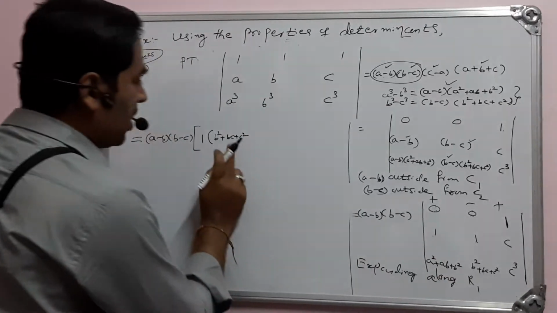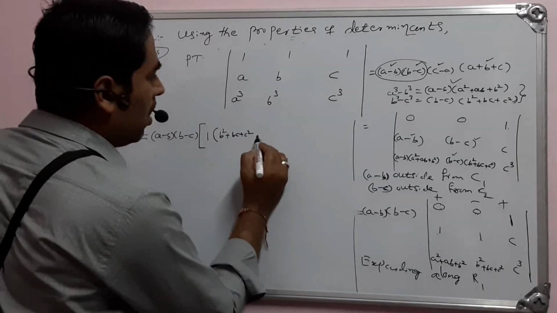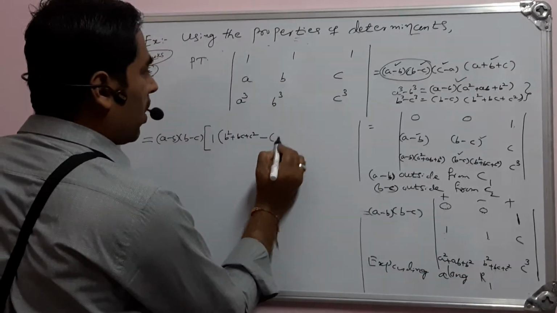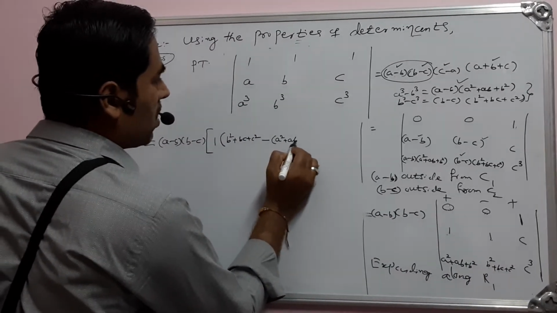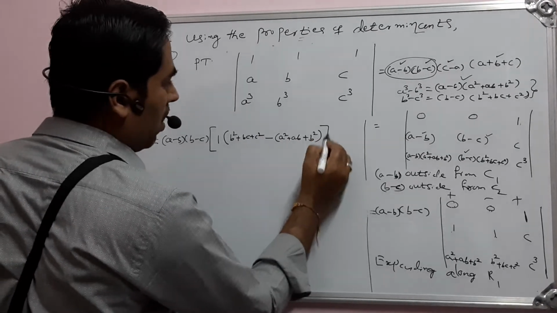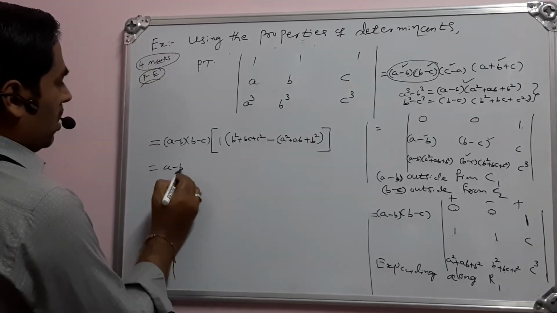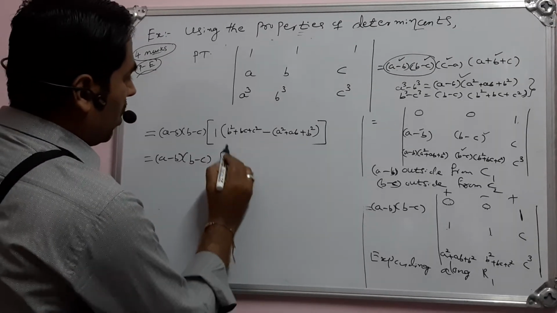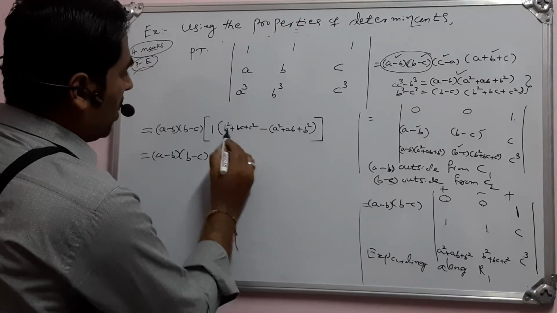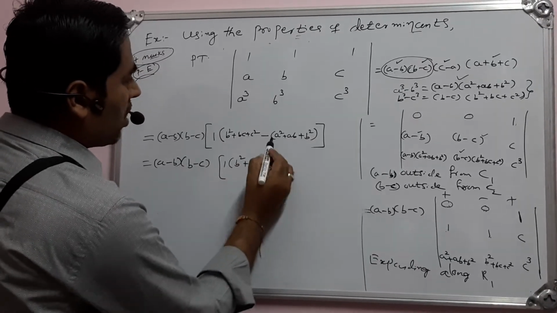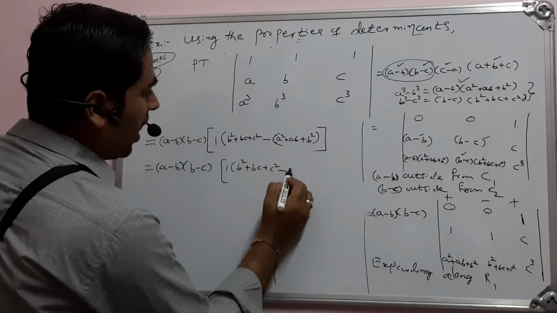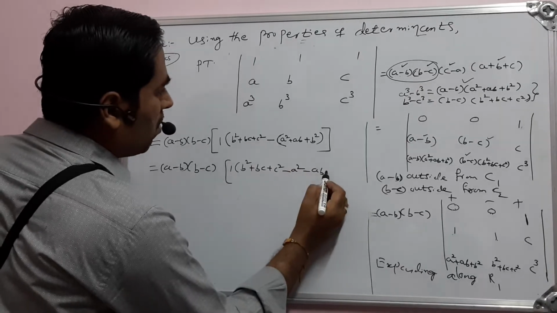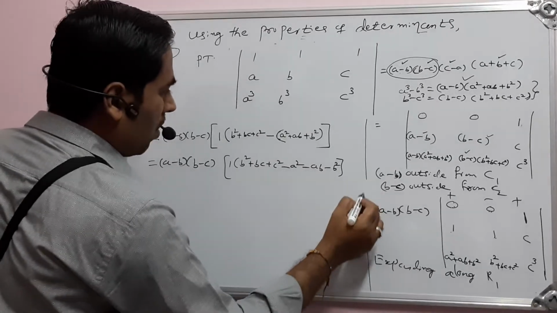1 into b square plus bc plus c square is b square plus bc plus c square, minus 1 into a square plus ab plus b square. That is, I will put the bracket here, a square plus ab plus b square. So I'll get this. So that is a minus b into b minus c. Okay, so I will put 1 here. So b square plus bc plus c square, say I put the bracket here.